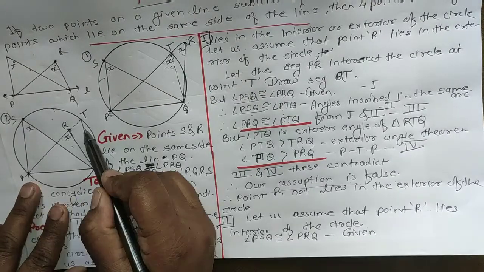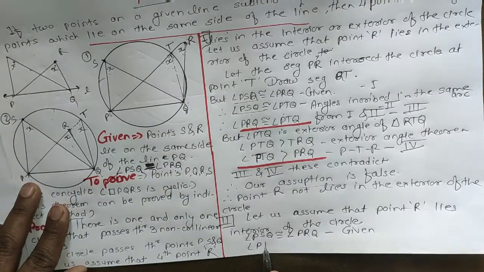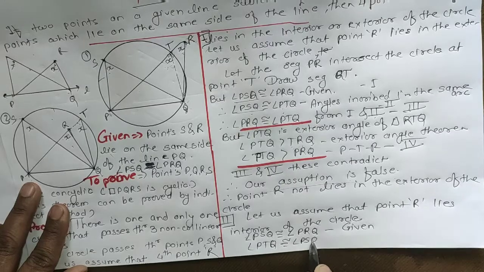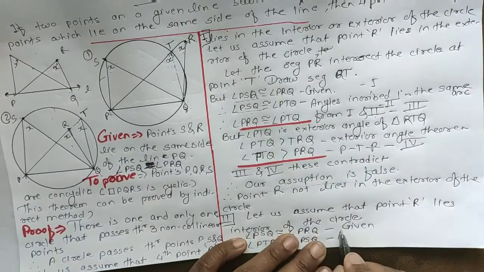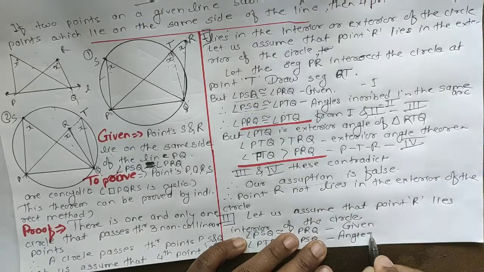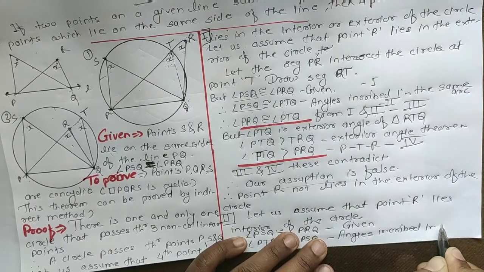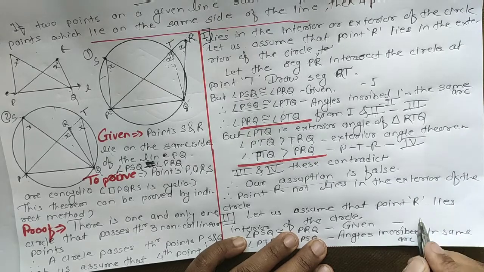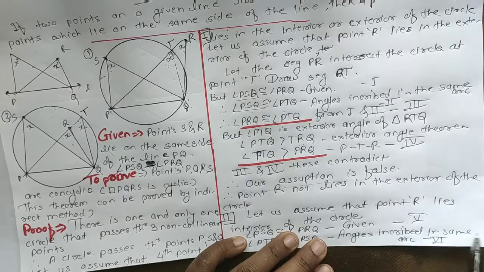But we are saying that this PTQ is also congruent to PSQ. Angle PTQ is also congruent to angle PSQ, and the reason is this only: angles inscribed in the same arc. This is our fourth statement, and this is our fifth statement.